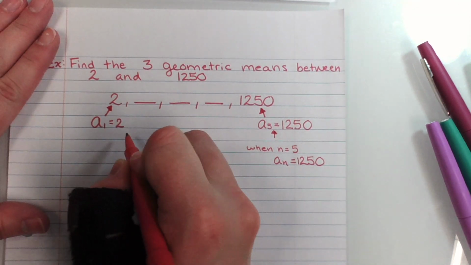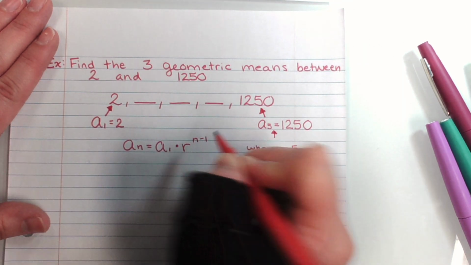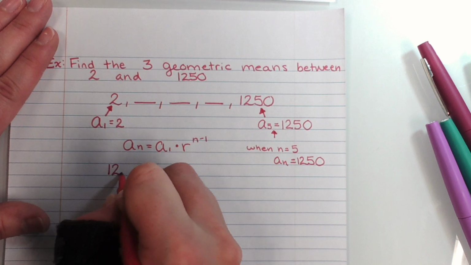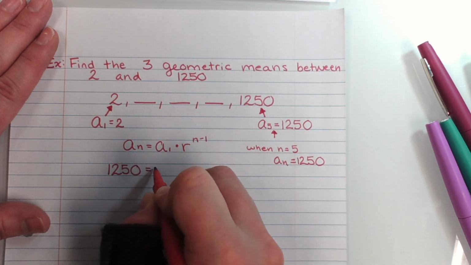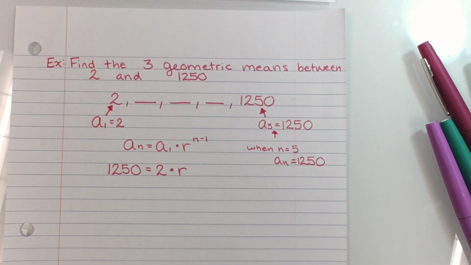And I have my geometric sequence formula that I plug into. 1250 equals 2 times r is what we're missing here. Because if we knew how to get from one term to the next term in the sequence, I wouldn't be doing a whole lot of work. If I knew it was doubling every time, I'd say, well, that one's 2, that one's 4, that one's 8, that one's 16, 32. No. So r is what we need.